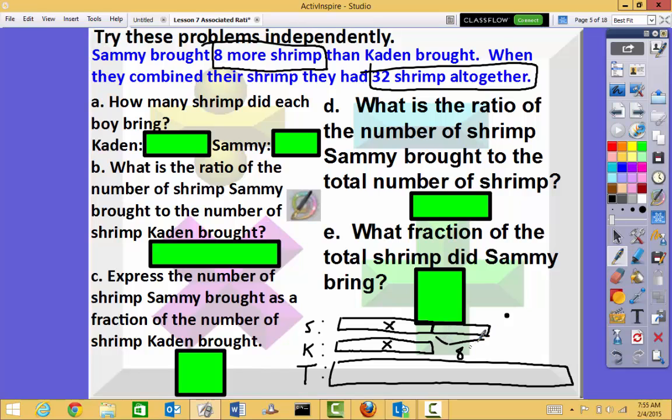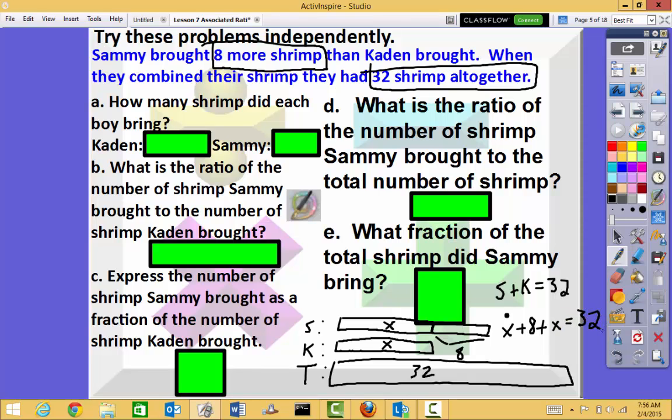Then we have this 8. This total is 32. So what do we know? We know that Sammy plus Caden's equals 32. So, well, what is Sammy's? Sammy's, if I look at my expression, there's an x plus an 8, x plus 8, and then there's another x here, and that equals, oops, I forgot to put the x, that equals 32.